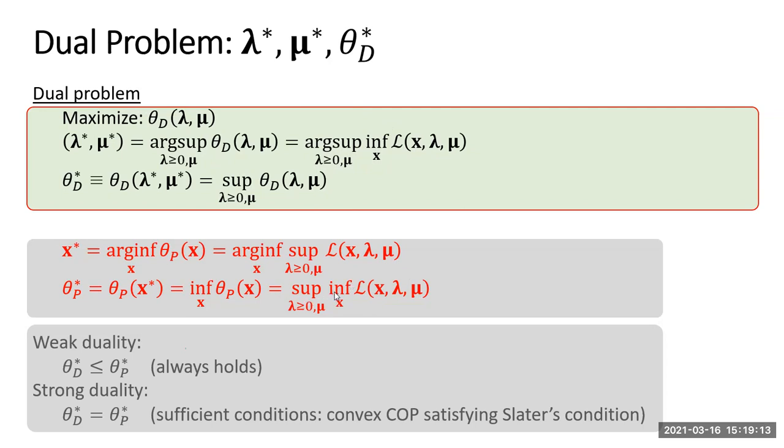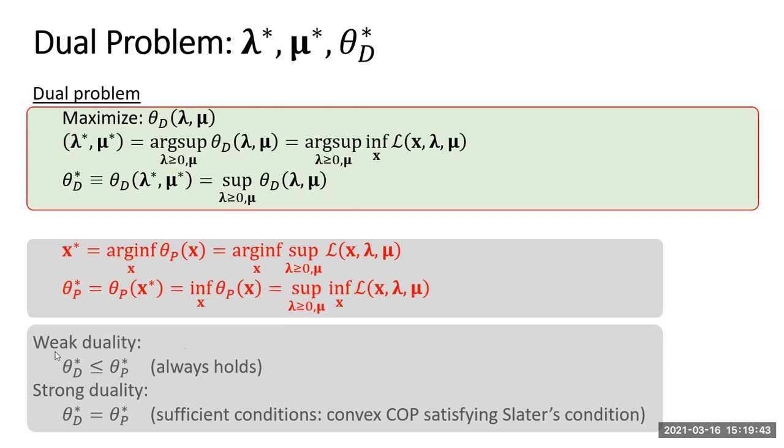Sorry, I swapped the order. We take the Lagrangian, first we do the supremum with respect to lambda mu, and then we do the infimum with respect to x. This is a typo here. The inf and the sup, we have to swap the orders.